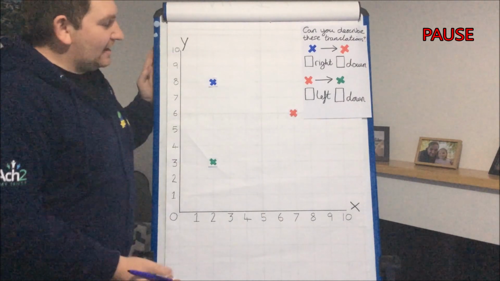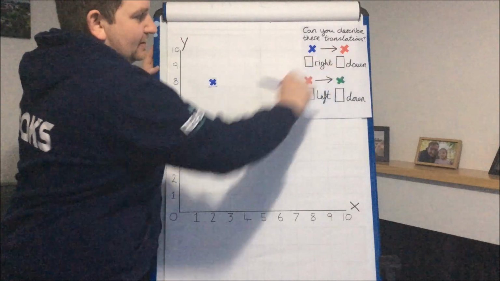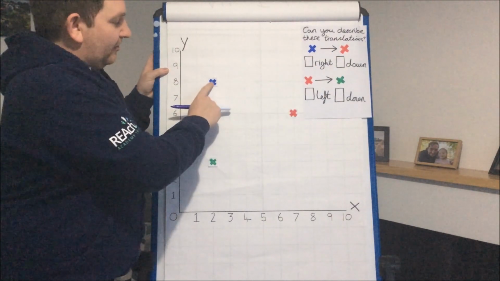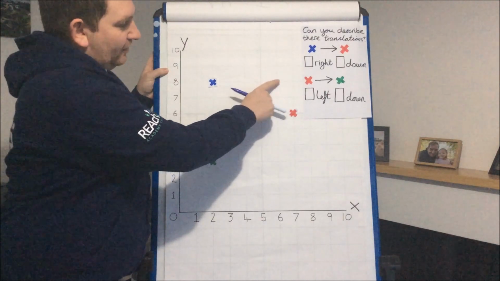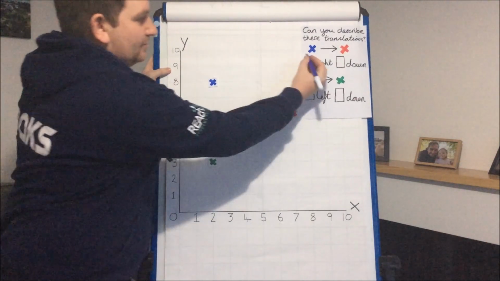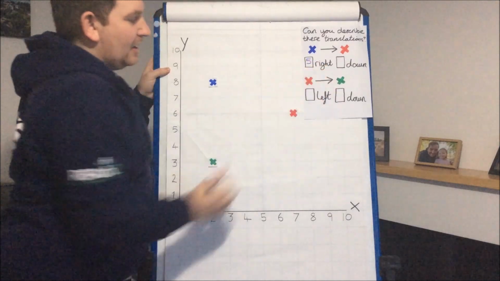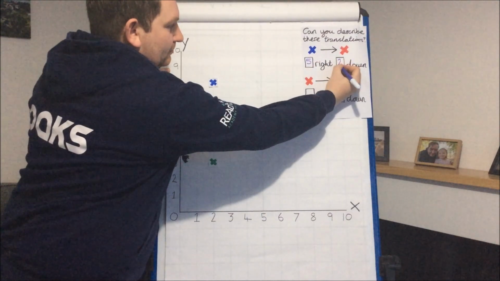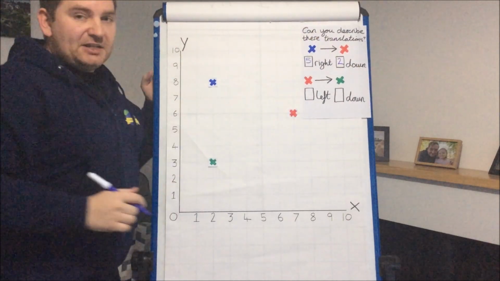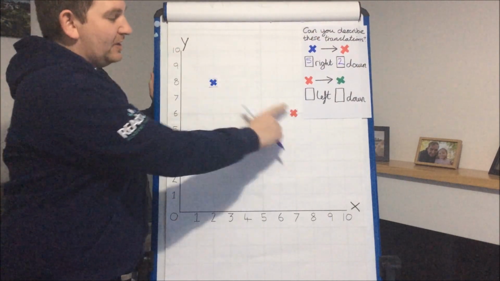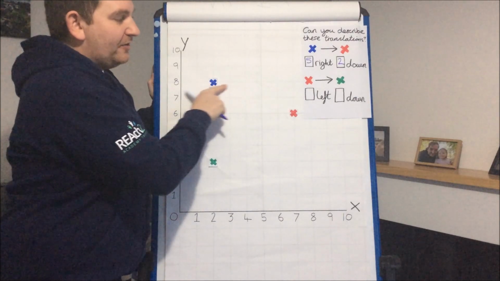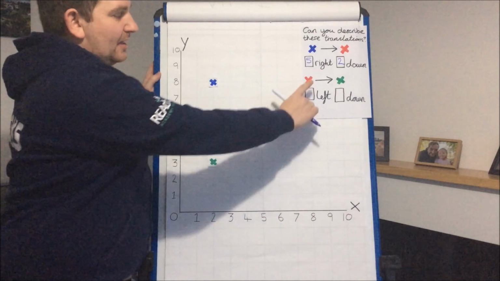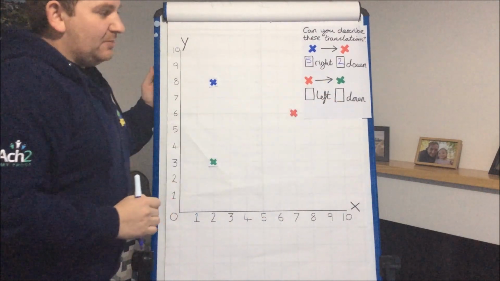Okay, so let's have a look at these. The blue cross moving to the red cross, so this point to this point. We move 1, 2, 3, 4, 5 spaces to the right, and then we move 1, 2 spaces down. Which means the translation that has taken place from this point to this point is 5 spaces right and 2 spaces down. Then we're going to look at the red and green points.